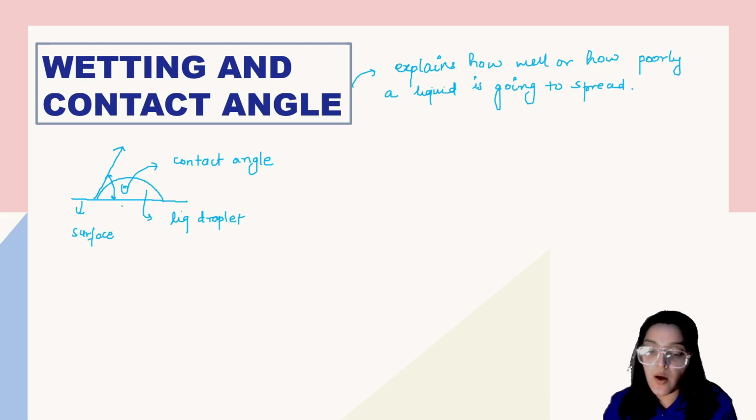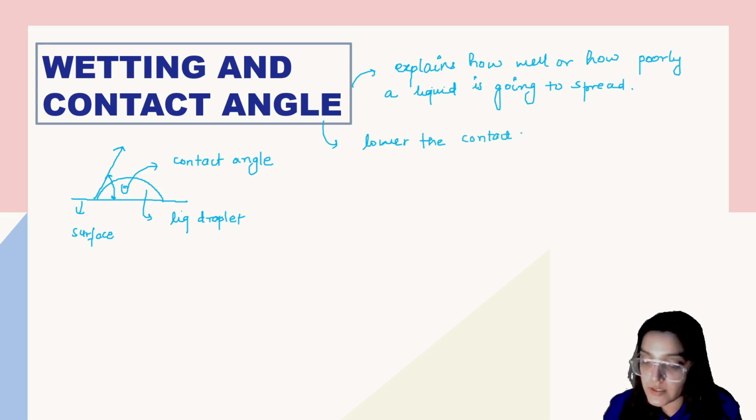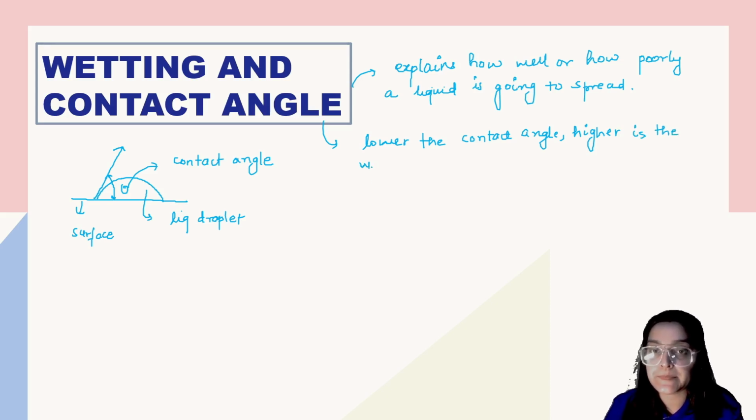Okay students, as you must know, the lower the contact angle, the higher will be the wettability. So in generalized terms, we can say that the contact angle is inversely proportional to the wettability.